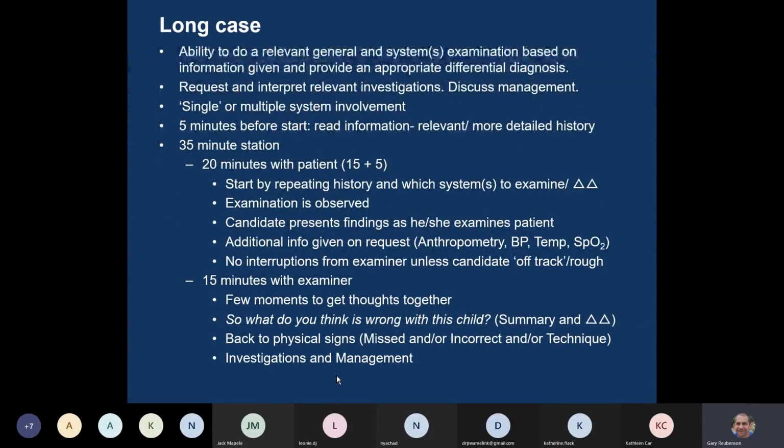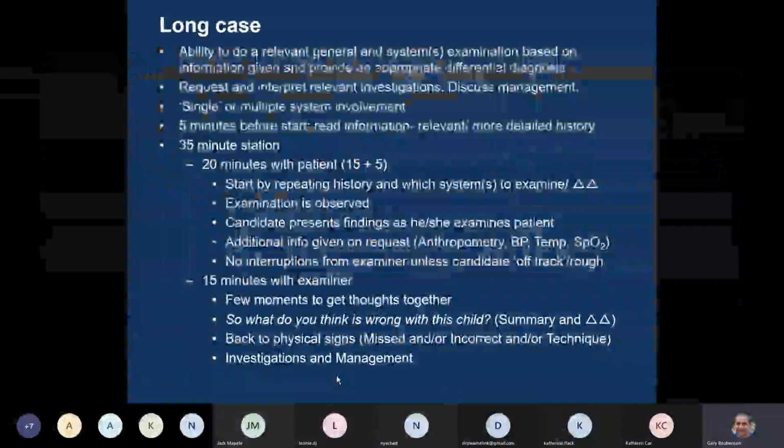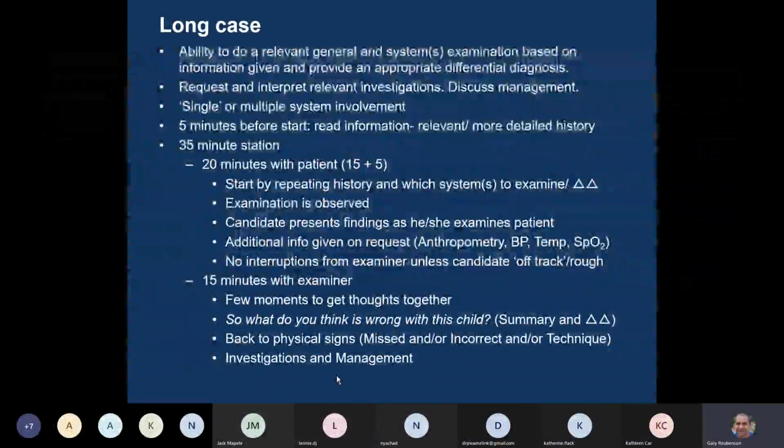By and large, examiners will not interrupt candidates at all unless you're going completely down the wrong track, in which case they'll try once or twice to bring you back to where you need to be. And if that works, that's fine. If it doesn't work, they've been told not to keep probing and keep redirecting. And if you're treating a patient roughly, they may intervene.